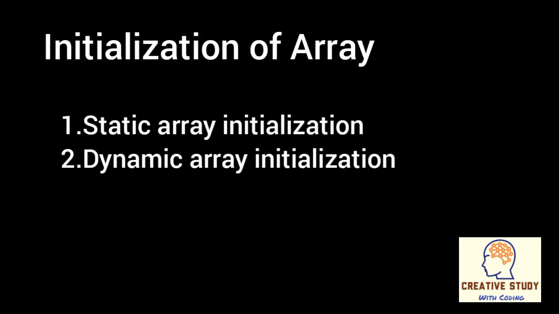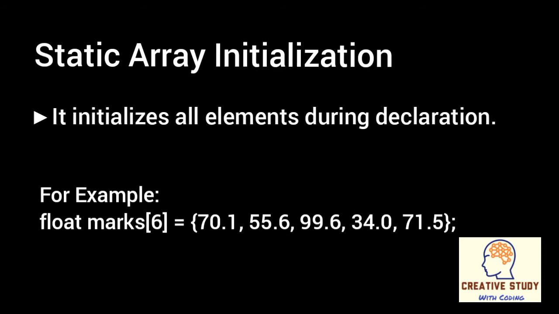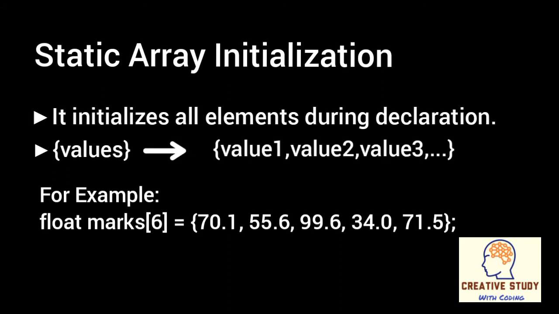Now let's see how to initialize an array. There are two ways to initialize an array: static array initialization and dynamic array initialization. Static array initialization. It initializes all elements of array during its declaration and we define value of all array elements within a pair of curly braces and values are separated using comma. Values must be of same data type. For example, float marks 6. There are 6 elements to be stored in an array named marks and these are stored in pair of curly braces and separated with comma.